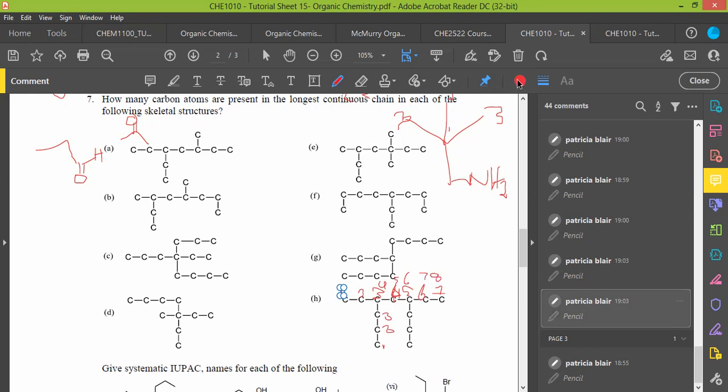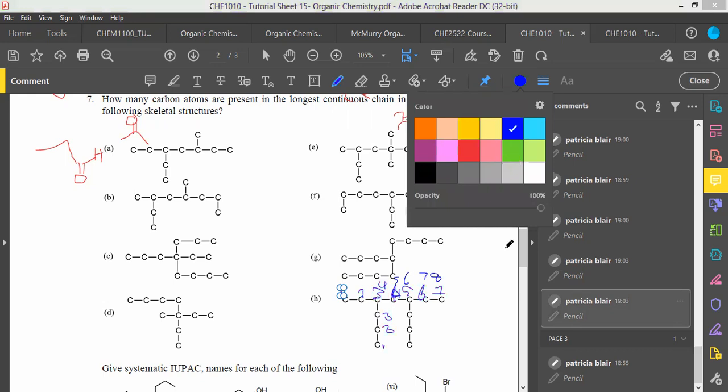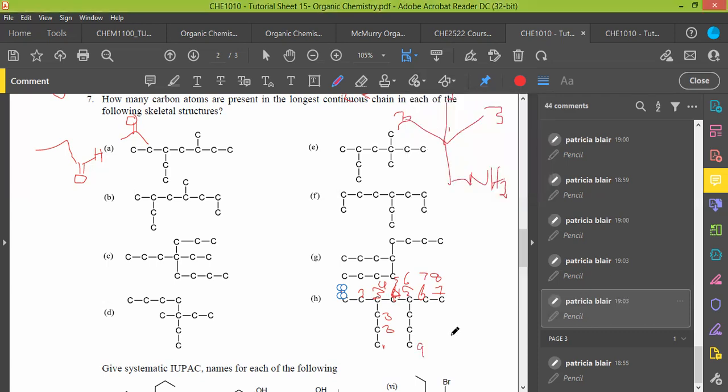Okay, it's changed everything though. So you have 8 here, you have 7. If this was where you wanted to end, then this is going to be the longest. Or you can try going the other way. You have 1, 2, 3, 4, 5, 6, 7, 8, 9. So this has 9 carbon atoms instead.